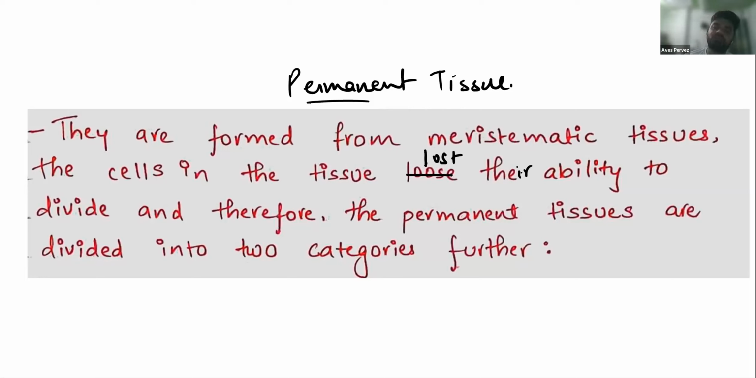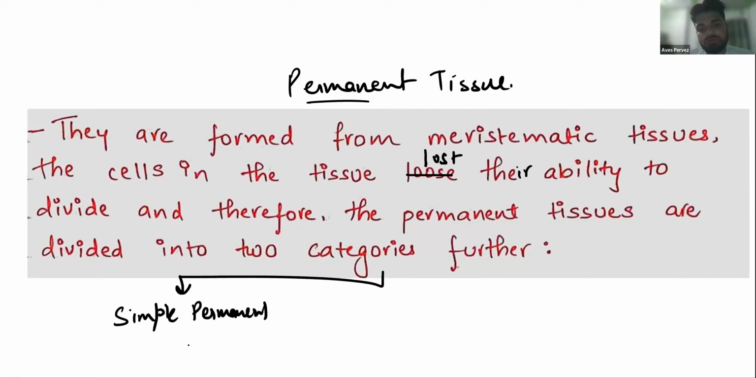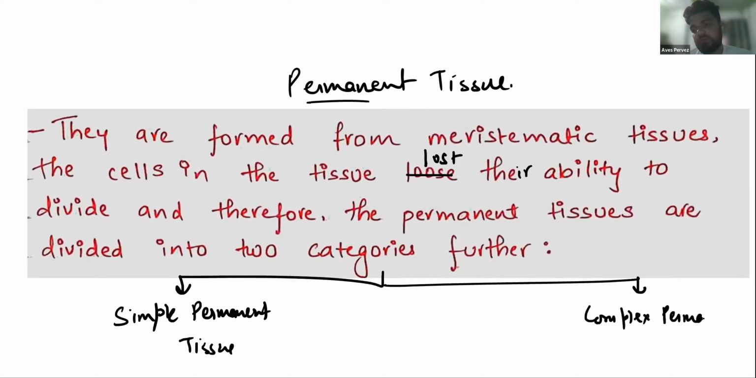We have divided the permanent tissue into two parts, two broad categories. Okay, please note it down, dear student, fast. Permanent tissue has been divided into two parts: simple permanent tissue, and another one is complex permanent. Note it down.